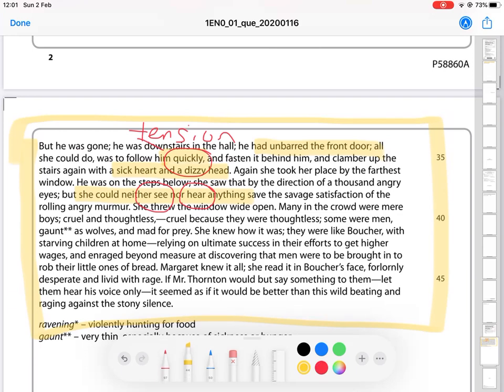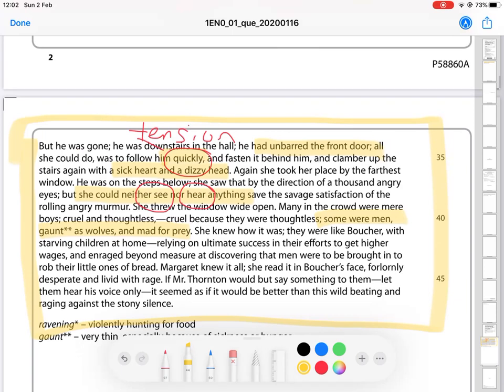Many in the crowd were men, boys, cruel and thoughtless. Cruel because they were thoughtless. And some were men gaunt as wolves and mad for prey. Come on, guys, I don't need to explain this bit to you again. More animalistic imagery. Why does it create tension?